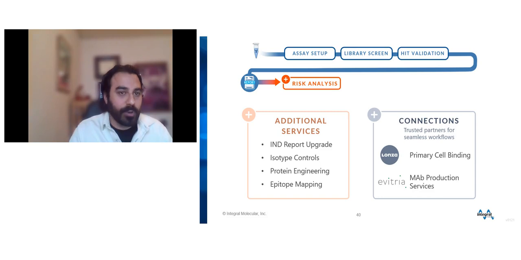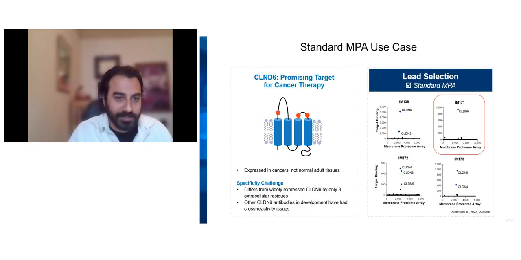And after all of this, we still have more offerings if you really want to continue to learn more about your test article. We can generate an upgraded IND-ready report for any molecule that has completed a standard MPA study, and also suggest some follow-up services to really better understand your asset. So that includes Integral Molecular's epitope mapping and protein engineering services. Externally, we have Lonza Biologics we can recommend, which can assess the potential for immunotoxicity from any molecules that do have off targets, and Evitria, who specialize in antibody production services.